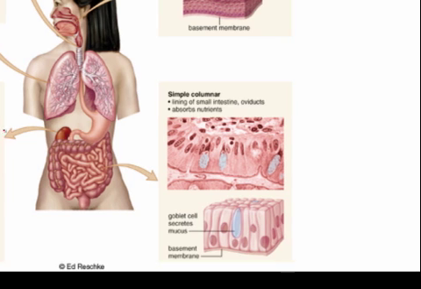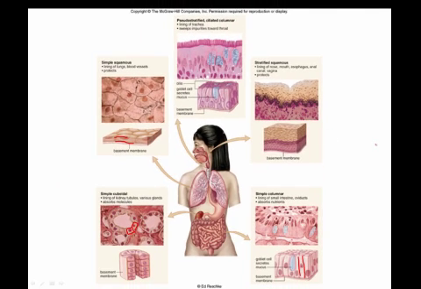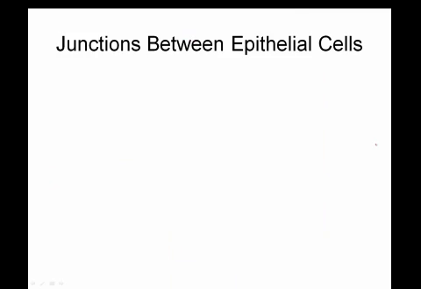Some other examples: simple columnars over on the bottom right. These are some tall, narrow cells. And then we have an example of a stratified squamous in the upper right. This would be stratified squamous cells, so multiple layers, and that top layer is the little thin pancake squamous cell.